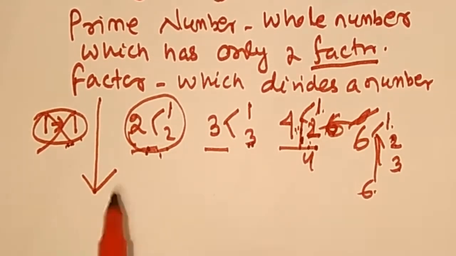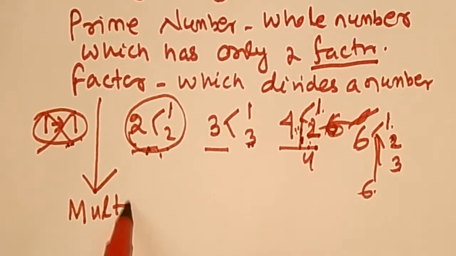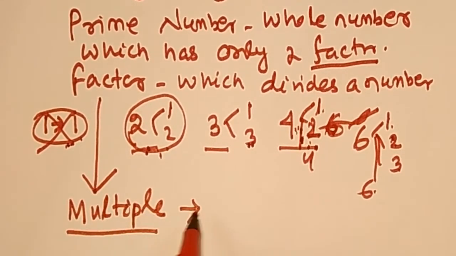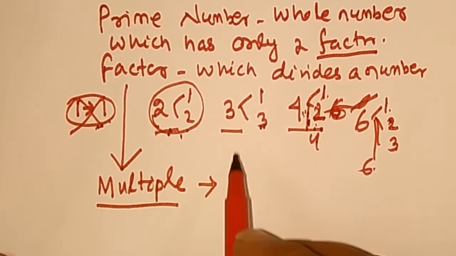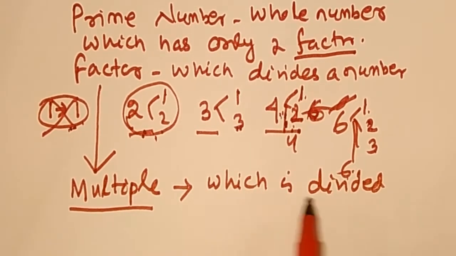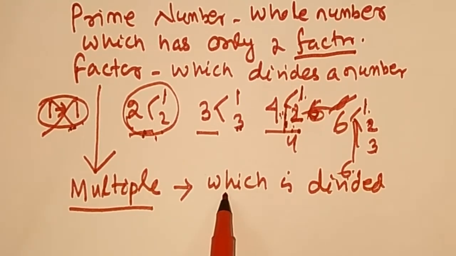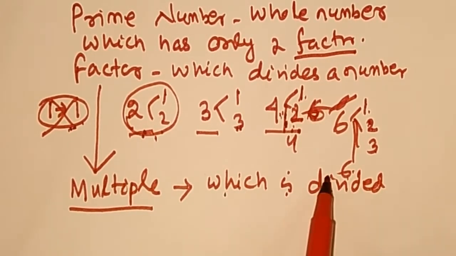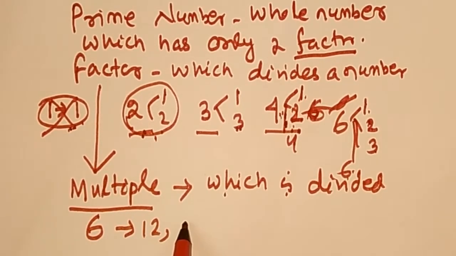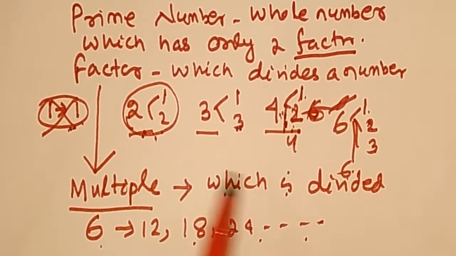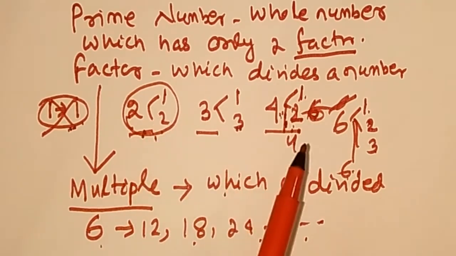The reverse of a factor is a multiple. Multiple is a foundation concept, you must know this. A multiple is a number which is divided by a number. So the multiples of 6 are 12, 18, 24, and so on. A number has infinite multiples but a constant number of factors.